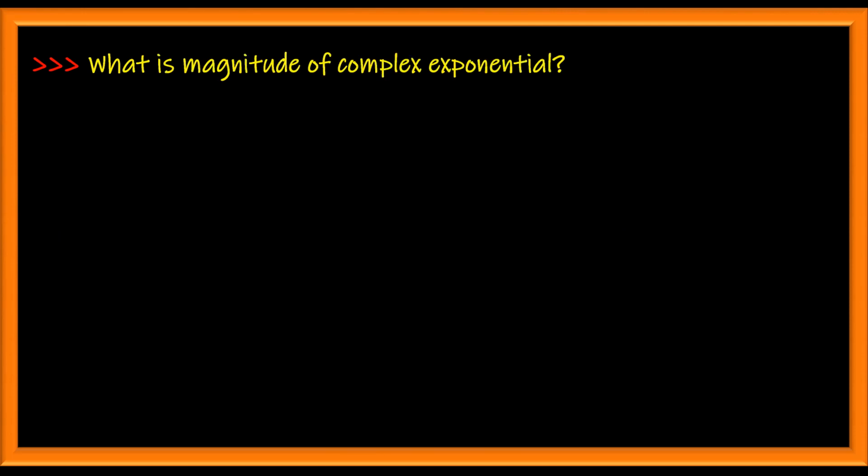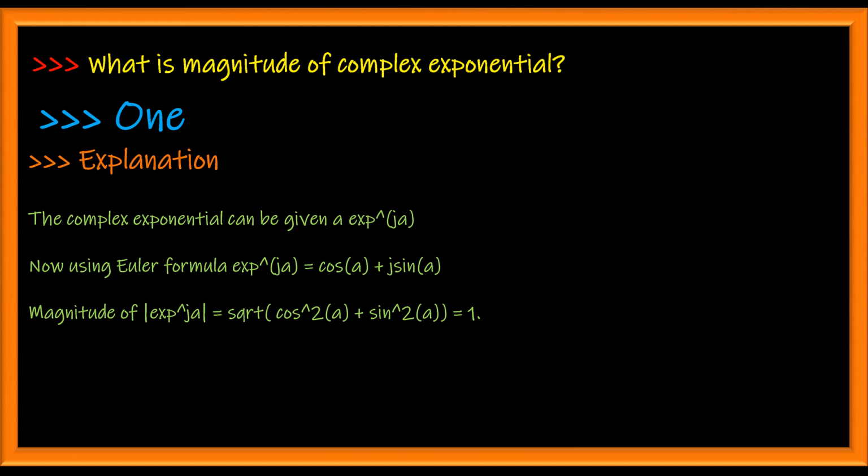What is the magnitude of a complex exponential? It is 1. The magnitude of a complex exponential is always 1 since by Euler's definition we have the complex exponential as cos A plus j sine A. And taking the magnitude, you always end up getting cos square A plus sine square A, which is 1, no matter what A is. Regardless of A, cos square plus sin square by trigonometric identity always gives you 1. As such, the magnitude of your complex exponential is always 1.